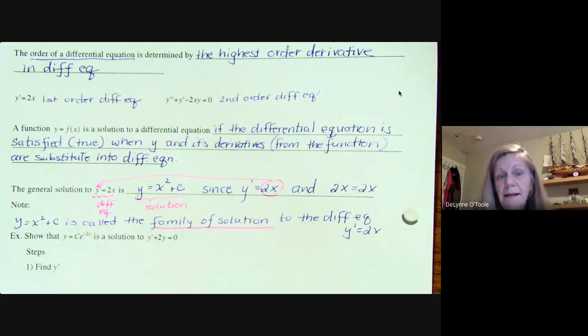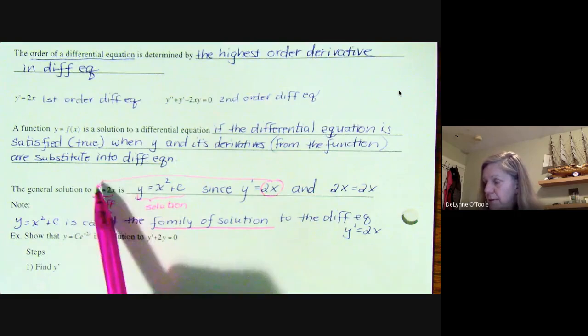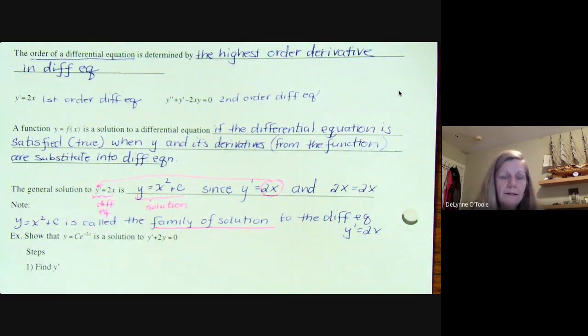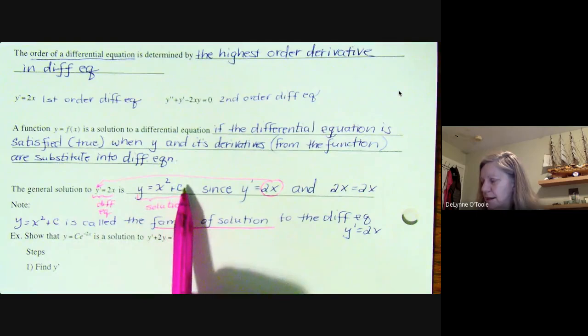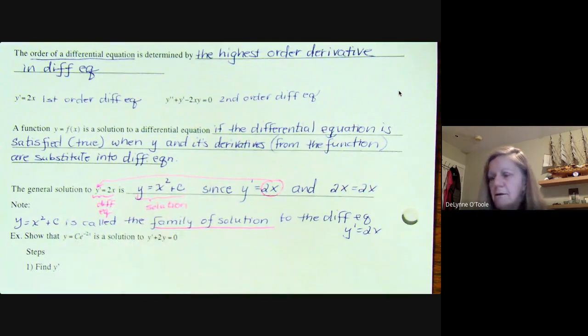The reason for that is many differential equations have more than one solution. This one does. Y prime equals 2x has the solution x squared plus 9. It has the solution x squared minus 100. It has the solution x squared plus 1/4. Okay? Differential equations have many solutions, and when you group them together, it's called a family of solutions. Okay? That's probably the last time you'll ever hear that again until you go on and take a differential equations class in college, if you do.